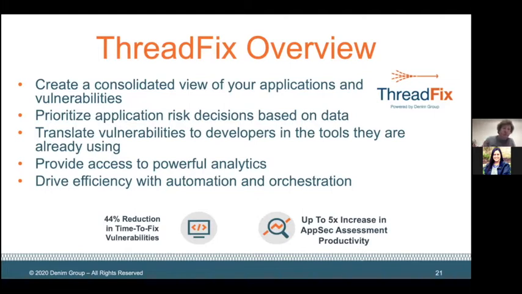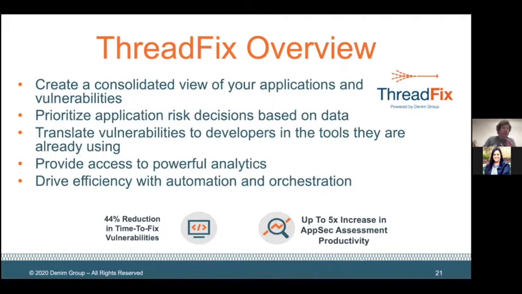Then you can prioritize the application risk decisions based on this data, right? You don't have blobs of PDFs and Excel spreadsheets and things like that. You can slice and dice and say, I want to see vulnerabilities that have these characteristics. Sort by severity, then sort by the type of analysis that we found them. Let's slice and dice this data and make decisions.